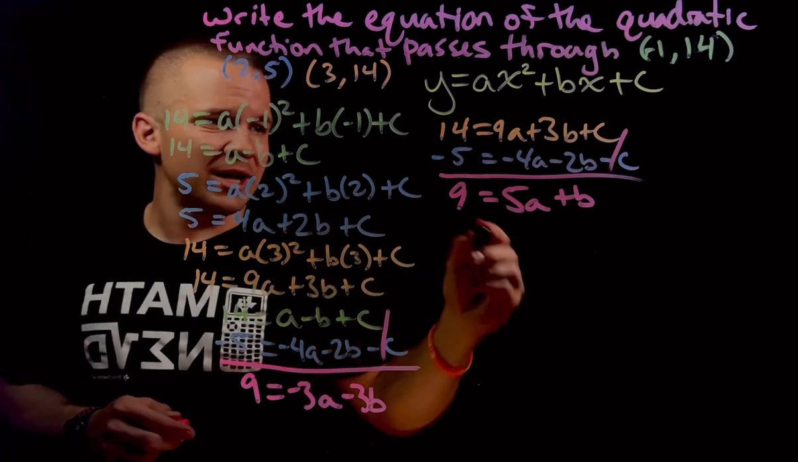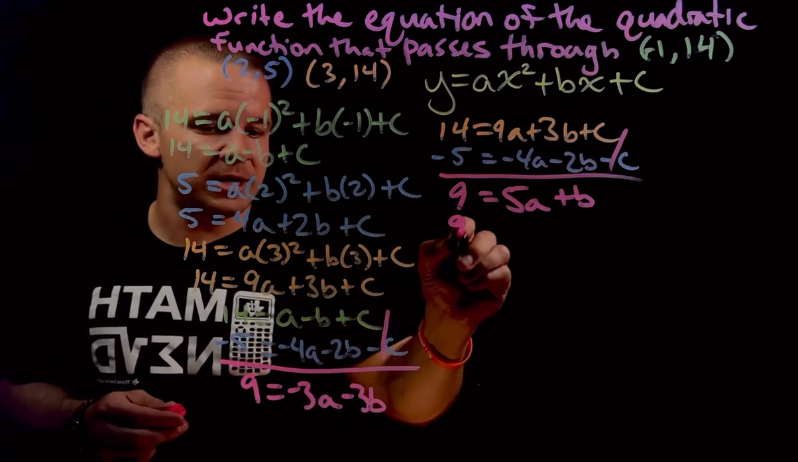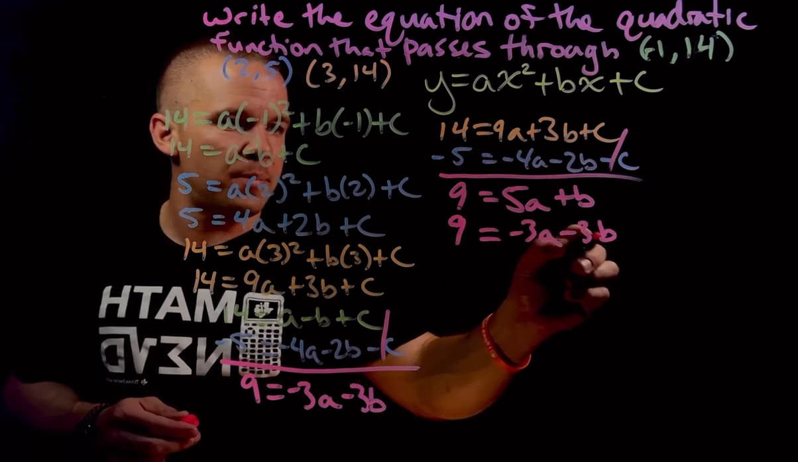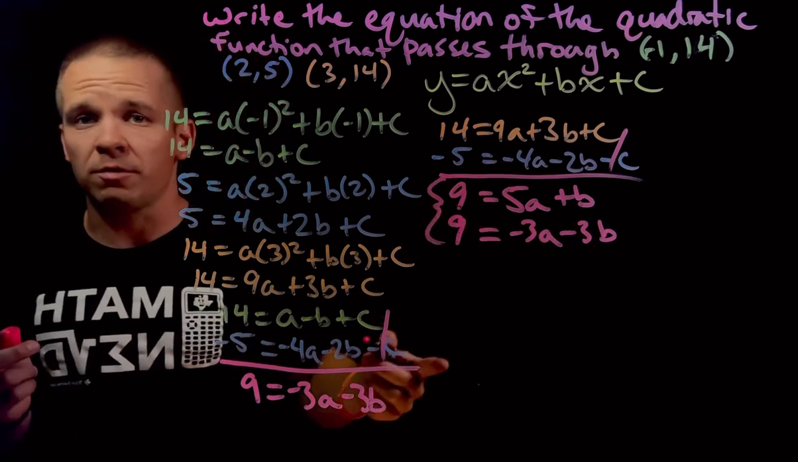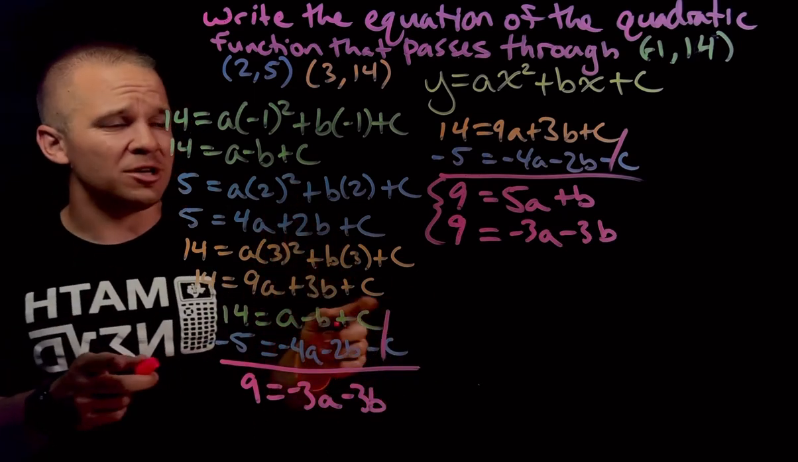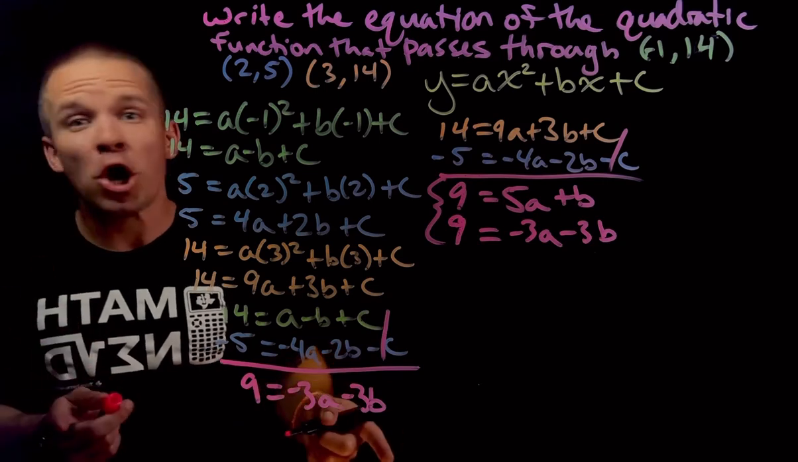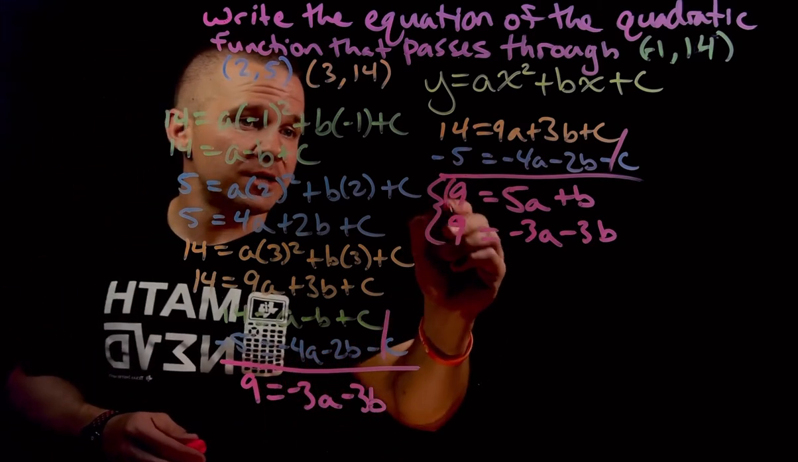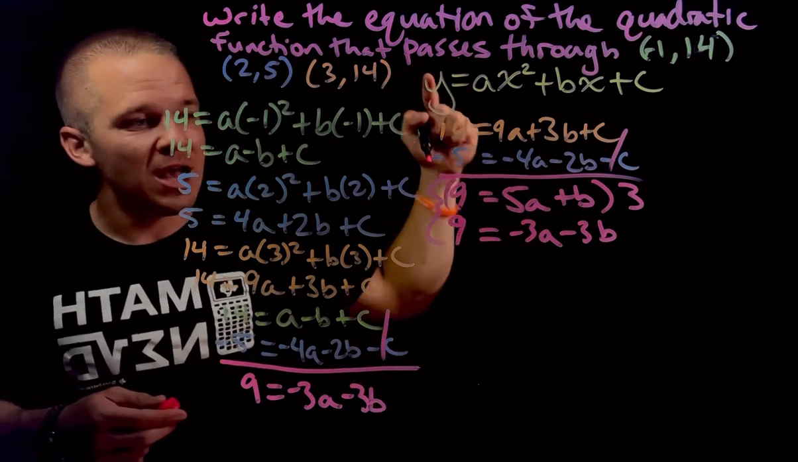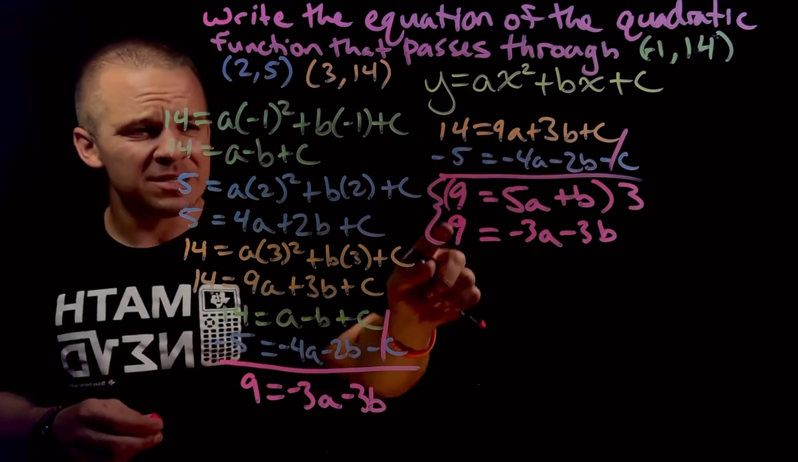I've got, well, we got this one already written here, so we'll save some space, and I'll do 9 equals negative 3a minus 3b. This right here is a system of 2 equations. That is super duper dope. Now I can do elimination. Do I have anything I can eliminate? No. But if I multiply this top one here by a 3, that's going to be positive 3b and negative 3b.